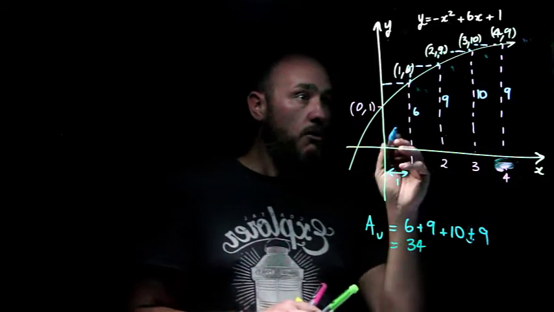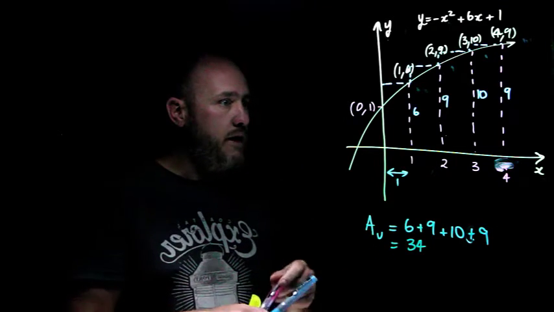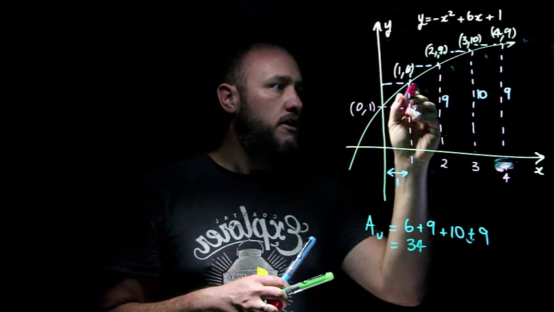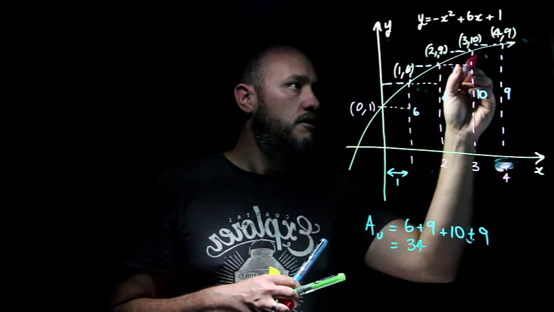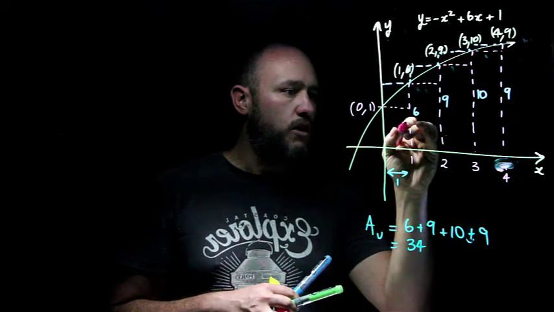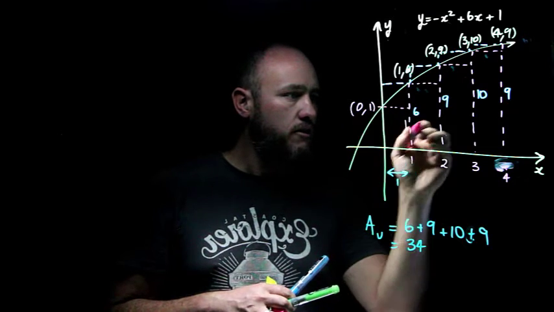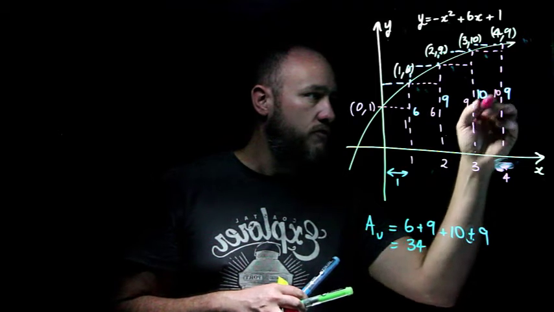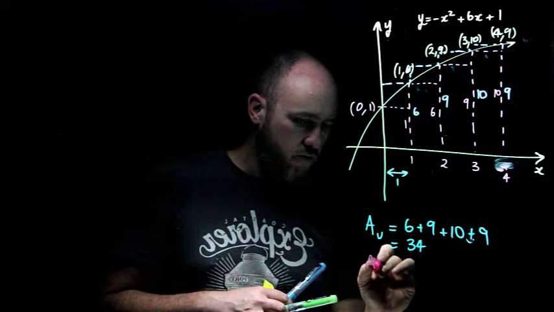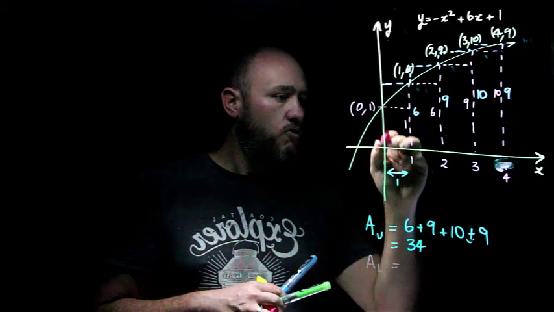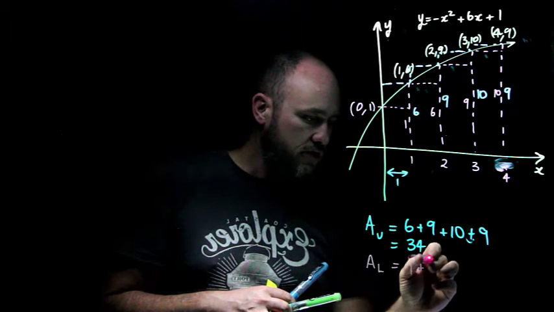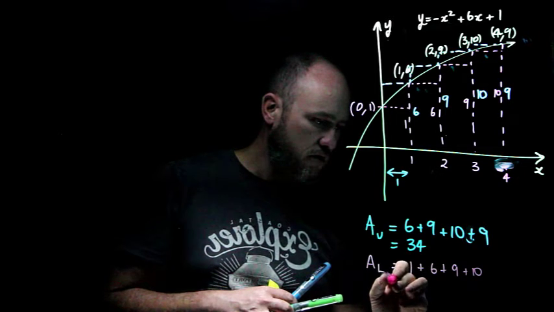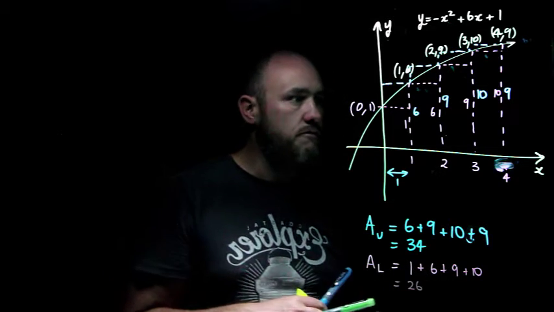I could also do my lower rectangle method, which I'll do in pink, and that is, what about if I cut the rectangles here and here at the lower ordinate, there and there. So now this one will have a height of just 1 because of that height there, and this one will have a height of 6, and this one will have a height of 9, and this one will have a height of 10. And so my area for my lower rectangle method will be 1 times 1 plus 6 times 1 plus 9 times 1 plus 10 times 1. And of course that's 26.